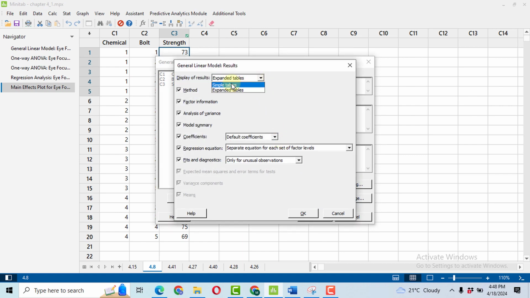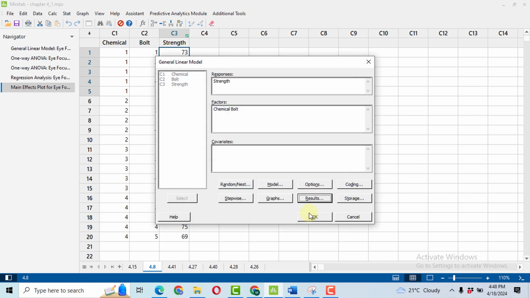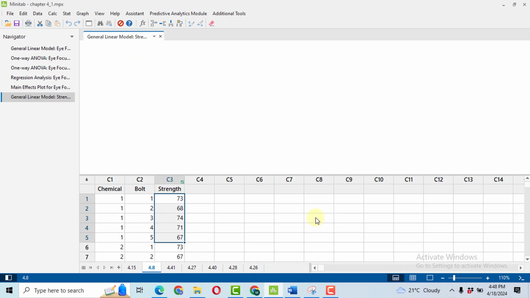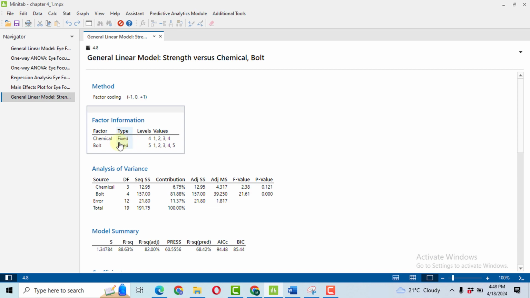Usually the simple table is selected, but you will have to select the expanded table because you will get the percentage contribution of each factor on the response variable in this way. Click OK and then you will get the results. First of all, you can see here that chemical has 4 levels that are fixed, and bolt is also fixed and has 5 different levels.